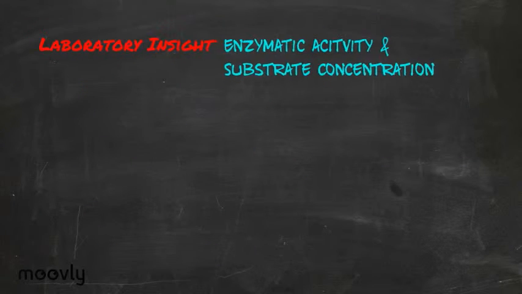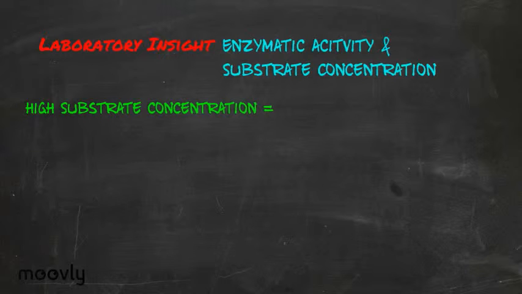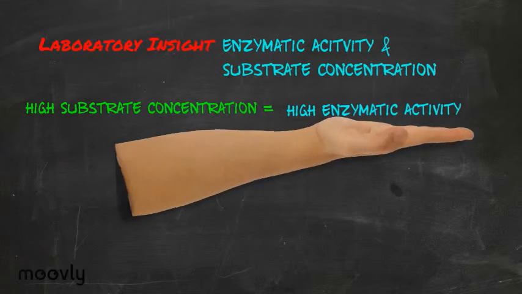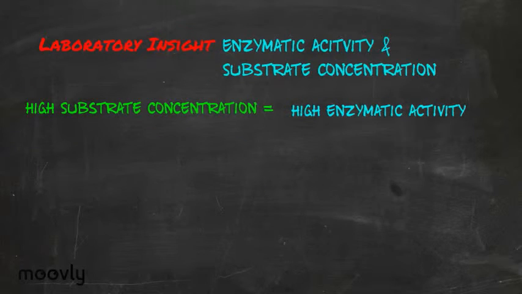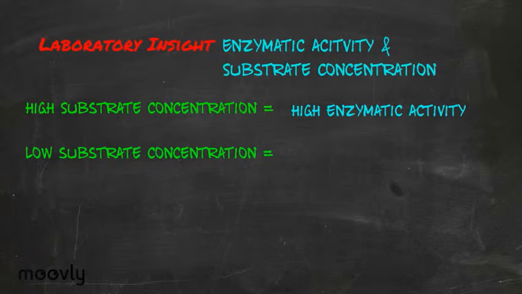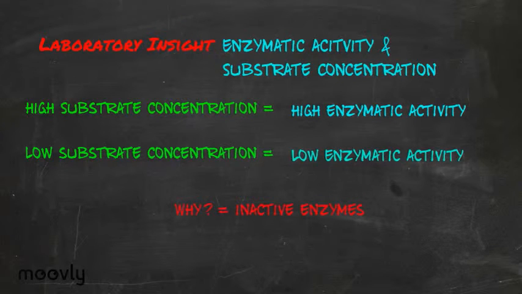We saw how substrate concentration changed enzymatic activity in lab. We saw that the higher substrate concentration there was, the greater the amount of enzymatic activity. However, at lower substrate concentration, we saw that enzymatic activity was also low. This occurs because there are many enzymes that are inactive due to the lack of substrates.